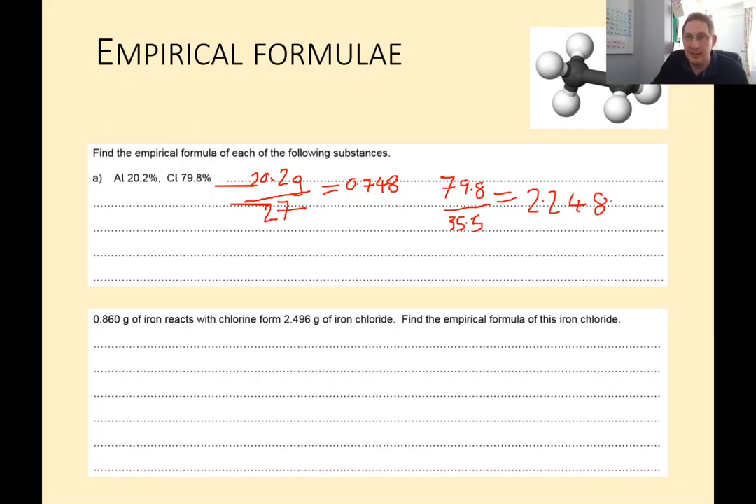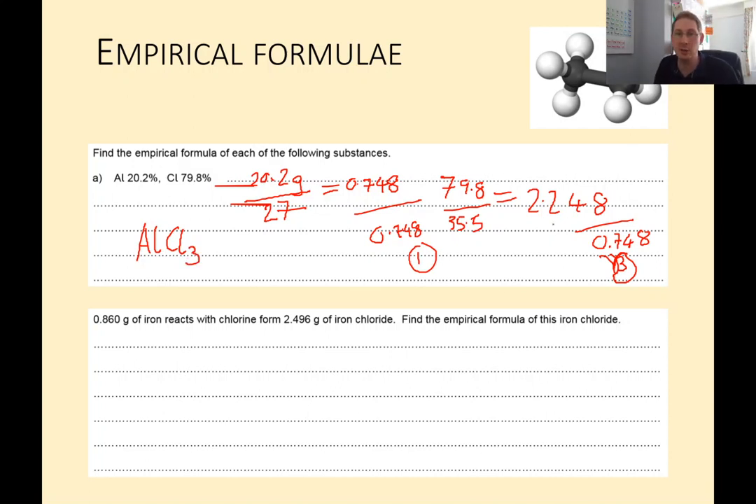Not surprisingly, if we divide that by 0.748, we get a ratio of 1 to 3. That's pretty much exact. 1 to 3, telling us that the empirical formula is AlCl3. Now that's the empirical formula, that's the ratio of atoms.